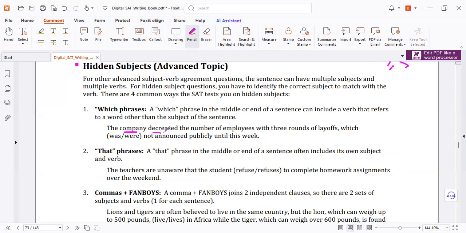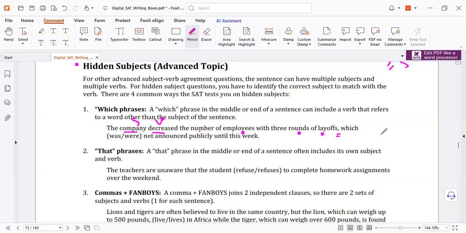The company decreased, subject and verb, the number of employees with 3 rounds of layoffs, which what? We need a verb. Where? Now we don't know. Ask yourself who or what was not announced publicly. The company, the number, your subject must be known. Company, number, employees, rounds, layoffs. It is a trap.